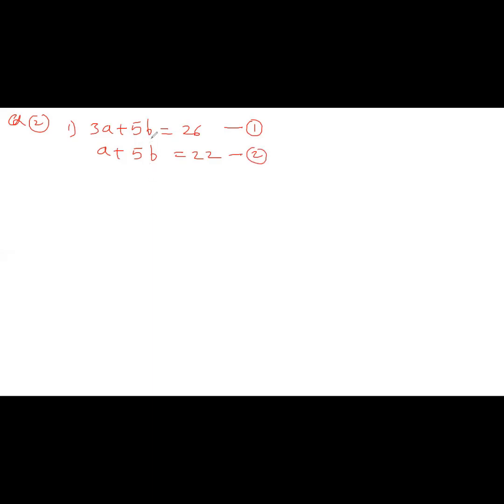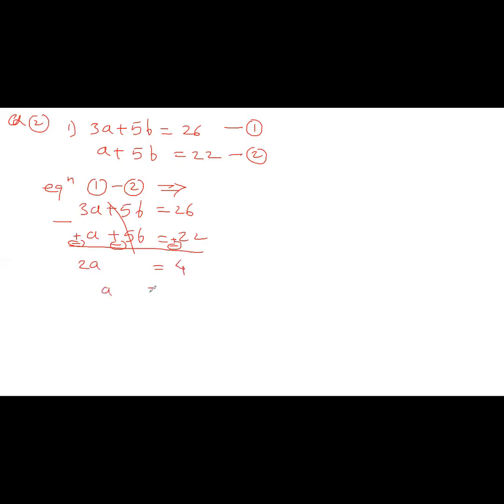You can see the coefficient of b is same here. So we shall subtract equation 1 and 2. We are going to write here the equations again. When you subtract these equations, you can see here sign is changed, here sign is changed, here sign is changed. So plus 5b minus 5b will get cancelled. 3a minus a, that is 2a. 26 minus 22, that will become 4. Here 2 multiply, here it comes divide, and you will get the value of a is 2.